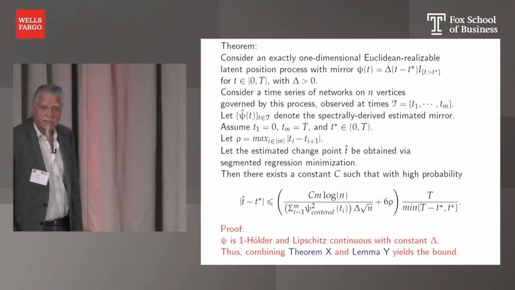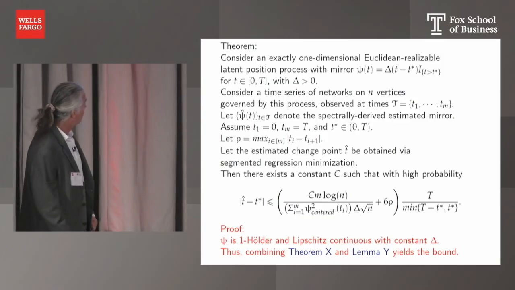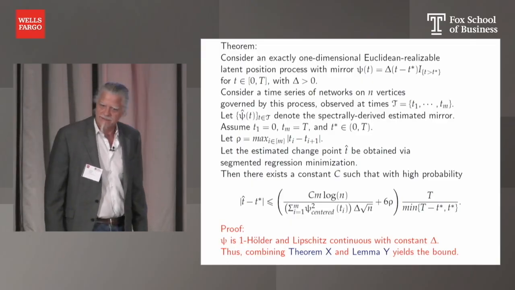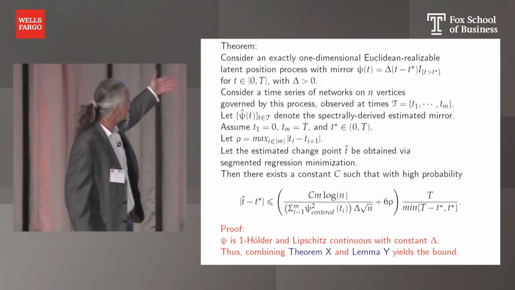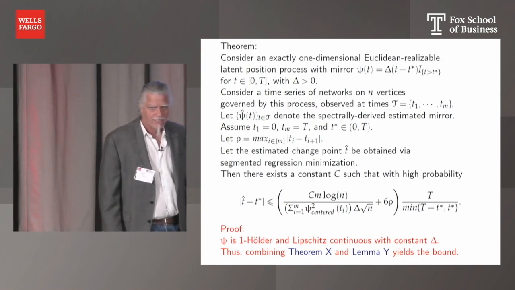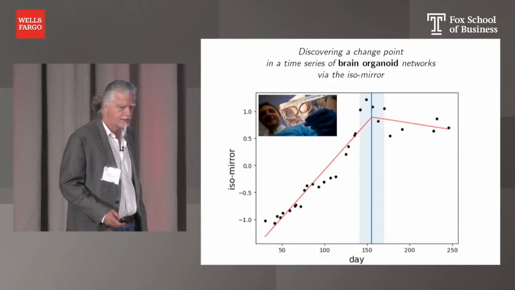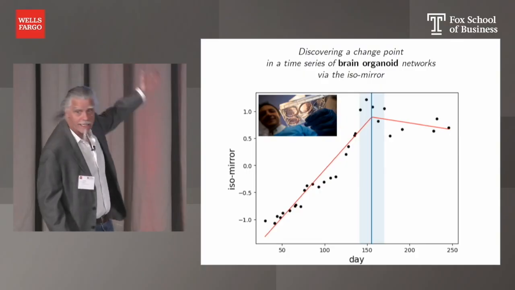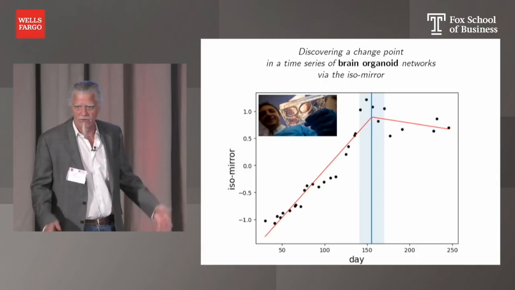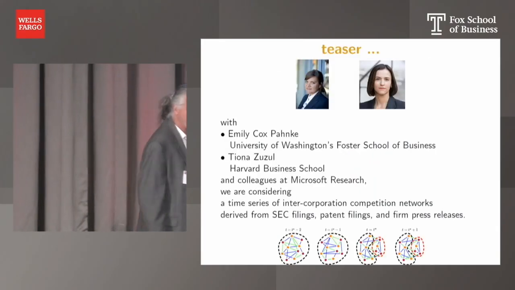I won't prove that theorem today, and this will show you that some of you care desperately to know what theorem X and theorem Y would be that would prove such a theorem, and some of you care less desperately. But in any event, the idea we want is that the true but unknown t star is close to the estimated t hat, and if we can prove that, then we could say there really is some change in the underlying dynamics of this brain organoid near time 160. And that's the story.